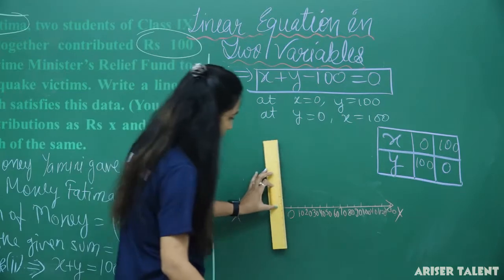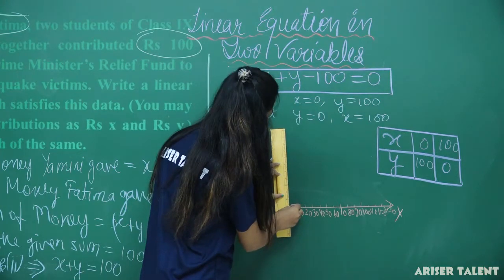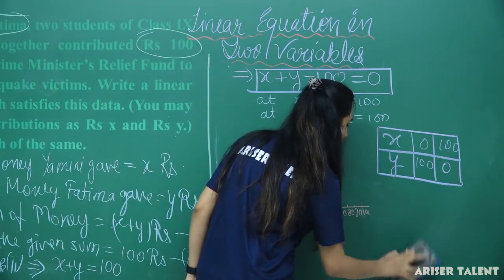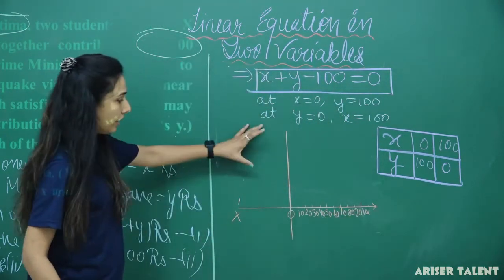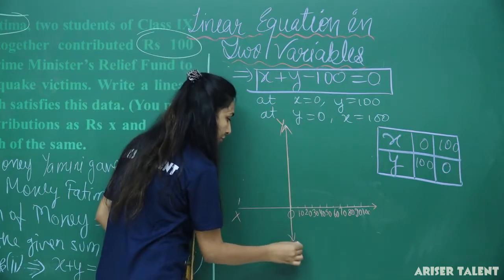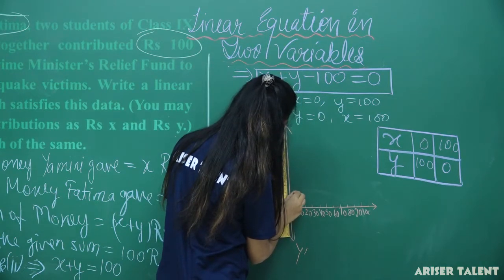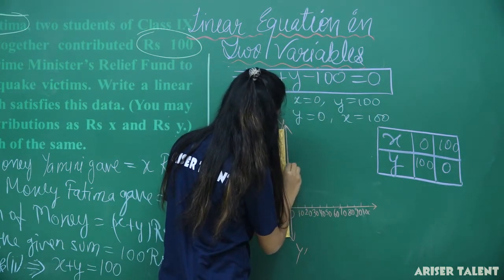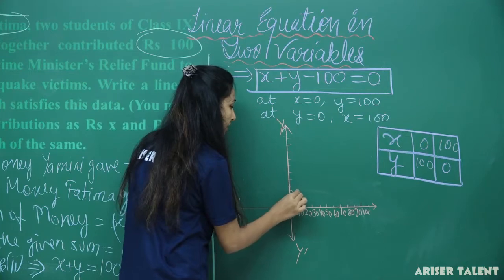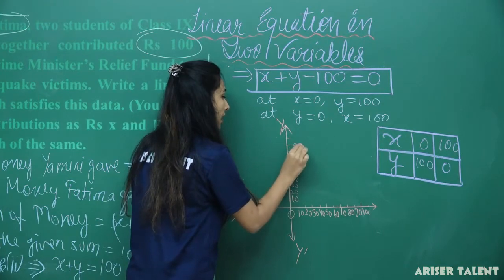Now we'll mark till 100 only. After that, we will not mark. At perpendicular, we are getting the Y dash axis, and we are marking it here again. 1, 2, 3, 4, 5, 6, 7, 8, 9, 10. It's fine. 10, 20, 30, 40, 50, 60, 70, 80, 90 and 100.